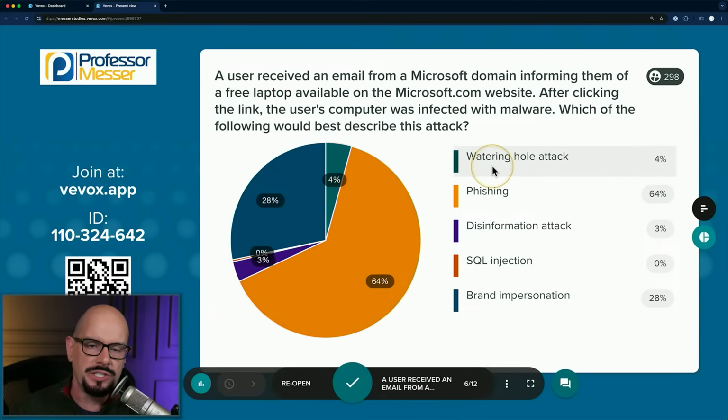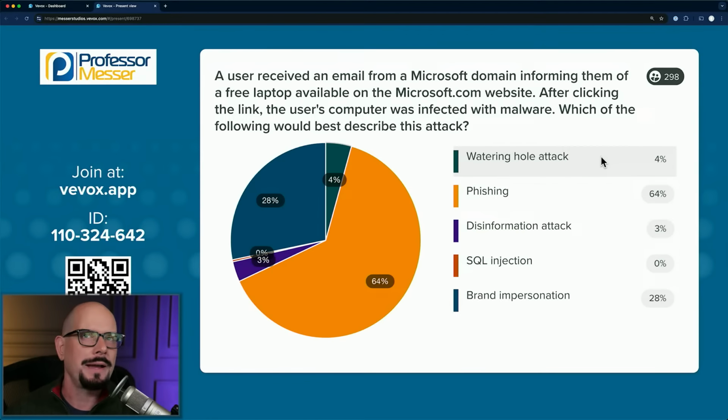We also have 4% that said watering hole attack. This would assume that everybody wanting a new laptop would visit this site. Not really sure how watering hole would really work here because this is just an email. Not everybody's hanging out at your single email link, watching that single connection. So probably not watering hole attack. I can't find a scenario where watering hole would work.